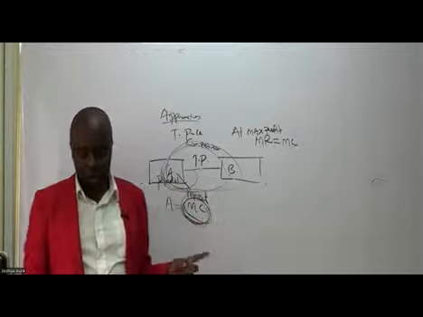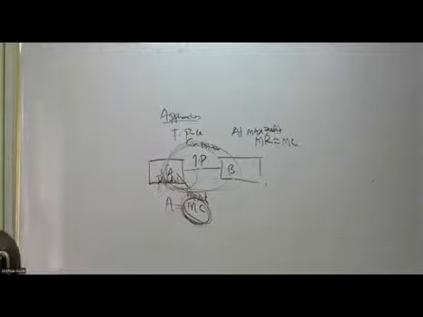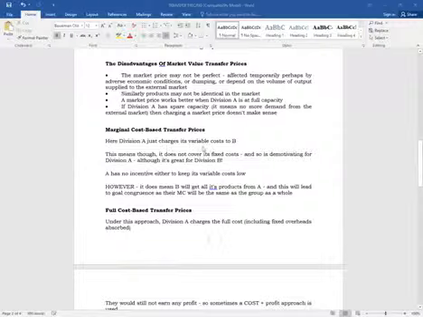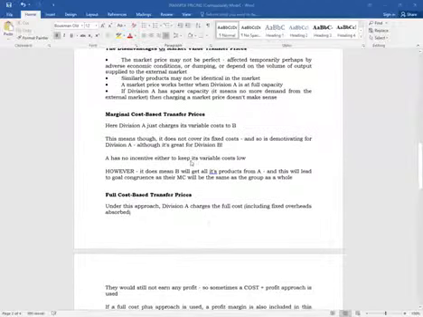Marginal cost. So, ladies and gentlemen, we are told here, marginal cost: division A just charges its variable cost to B. This means that it does not cover its fixed cost, and so it's demotivating for division A. Although it's great for division B, A has no incentive to keep its variable cost low. However, it does mean that B will get all its products from A. Yes, that's a very big advantage because now those costs are quite low.